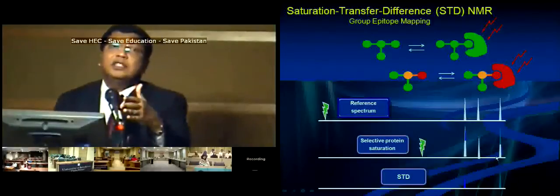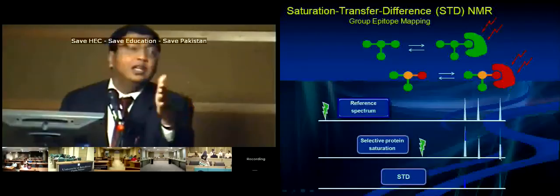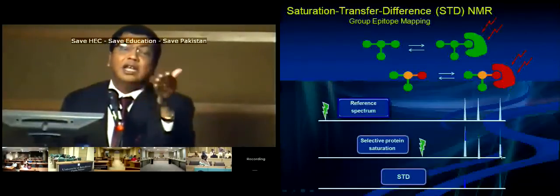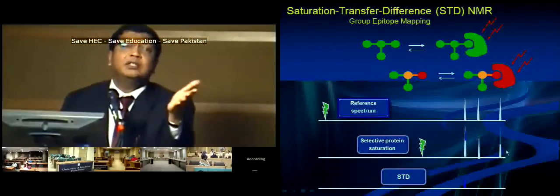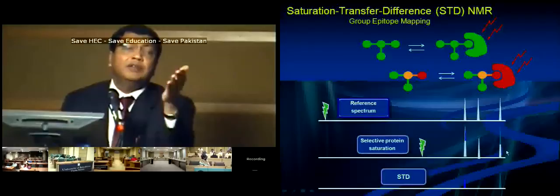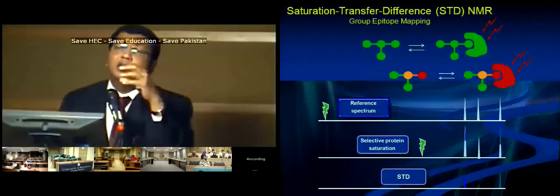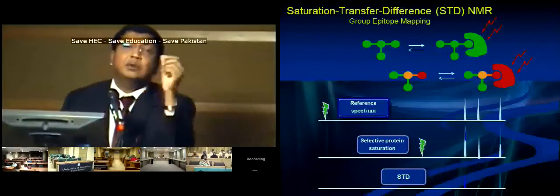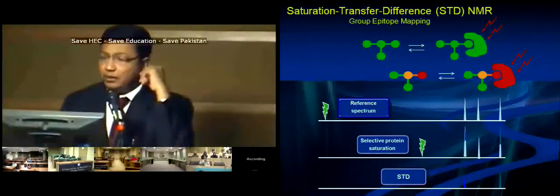The only difference is that in one case, W2 is operational, and in the other case, W0 is operational. In a less viscous solution, you would have W2 operational and positive NOE. And in more viscous solutions, you would have W0 operational and negative NOE.